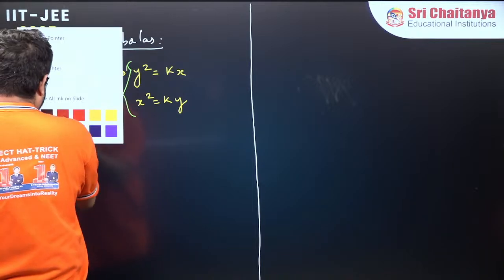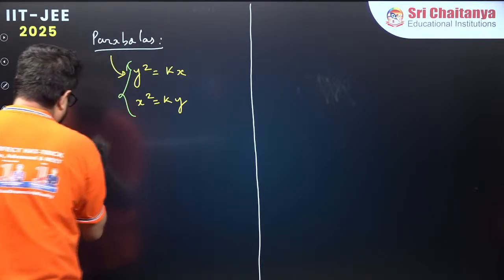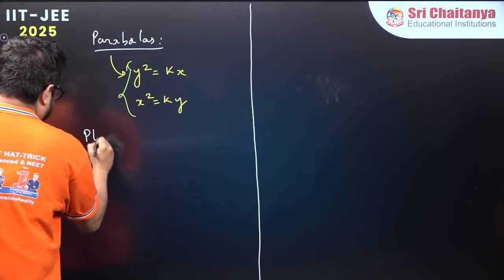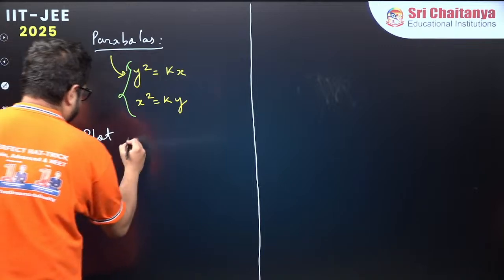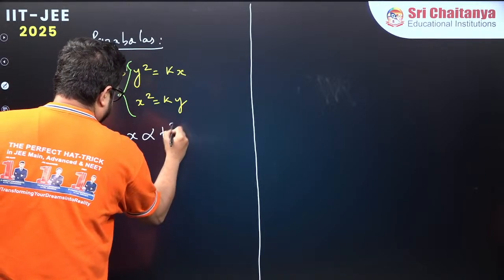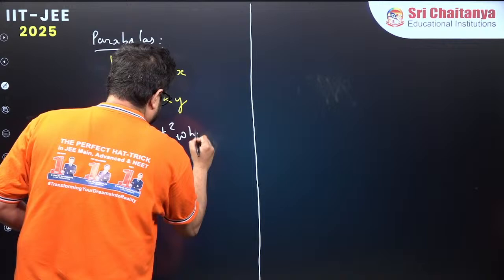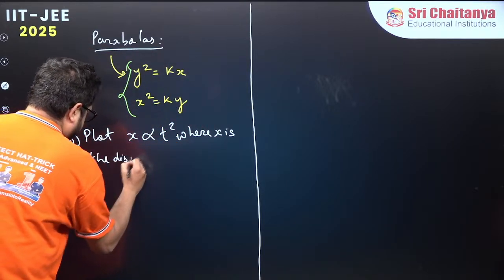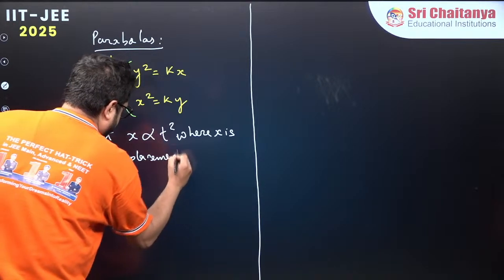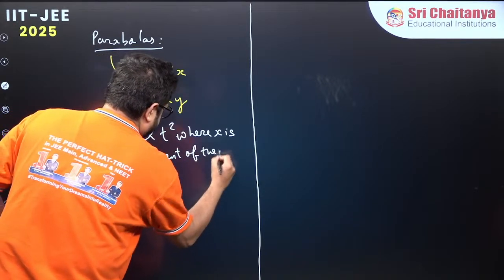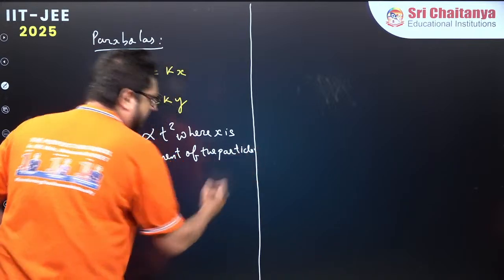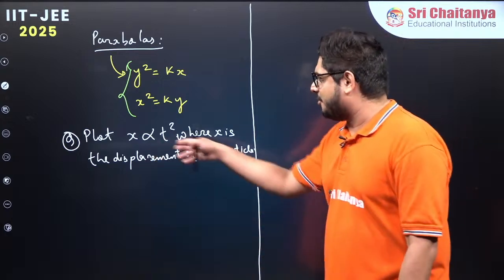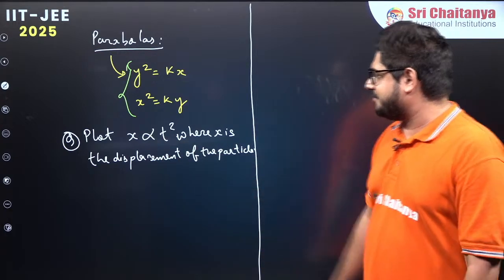Let's say it is being given, plot x is directly proportional to t square, where x is the displacement of the particle. Okay, this is what our question is. Then how are we supposed to plot this? How are we supposed to plot x versus t square? Can anyone mention?